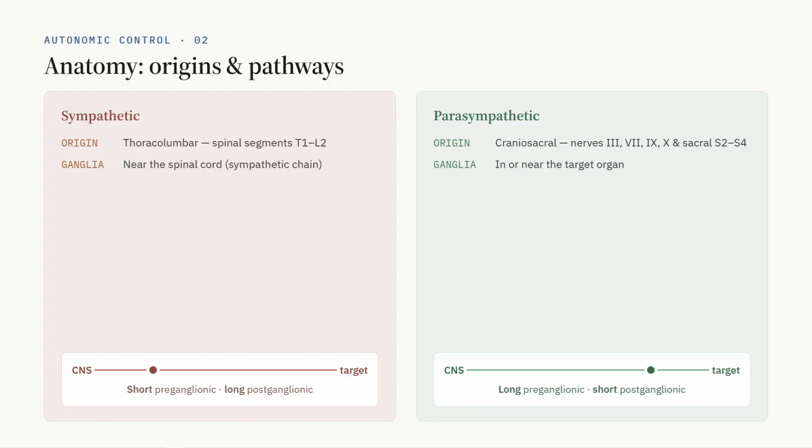Parasympathetic fibers leave from the top and bottom, the craniosacral region, certain cranial nerves plus sacral segments, and synapse late, in ganglia near or inside the target organ. So the reverse, long preganglionic, short postganglionic. Thoracolumbar, and short then long for sympathetic. Craniosacral, and long then short for parasympathetic.